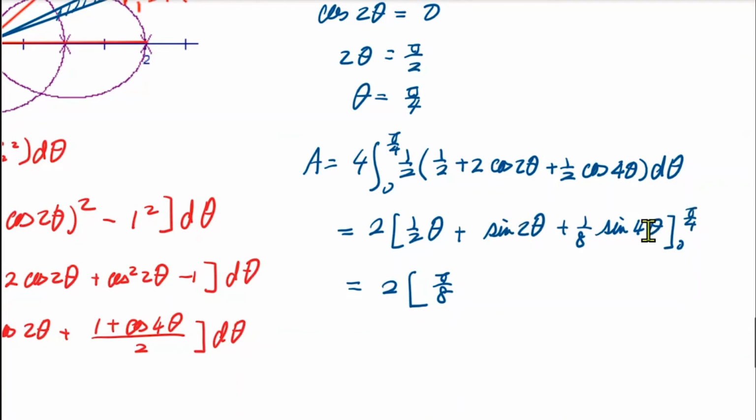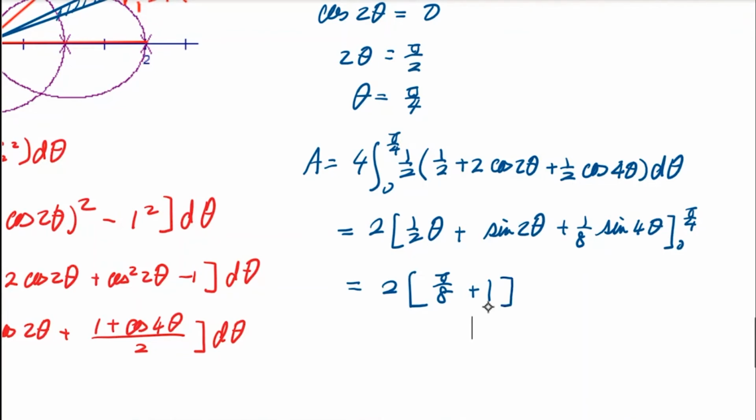What about here? This is pi. Wait. Pi over 4 does not give you 0 here, right? This becomes pi over 2. So that's 1. So far so good? So we have plus 1, and then minus 0 gives you 0. And this one gives you 0, right? Because this becomes sine pi, which is 0. So this is it.